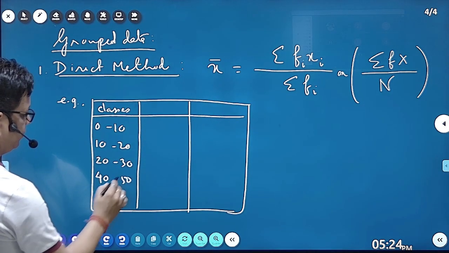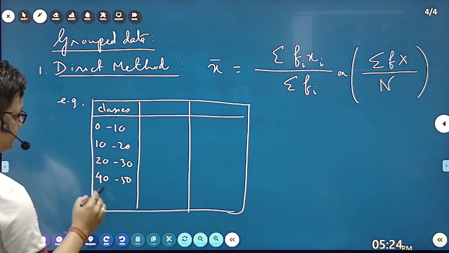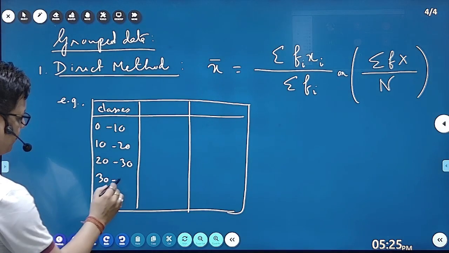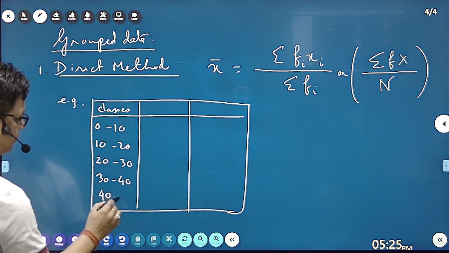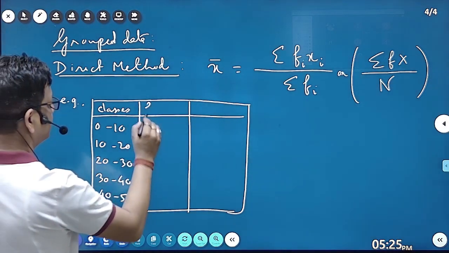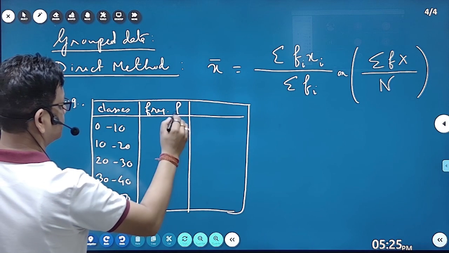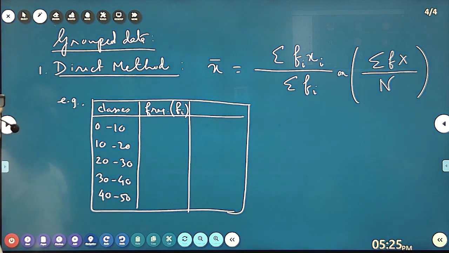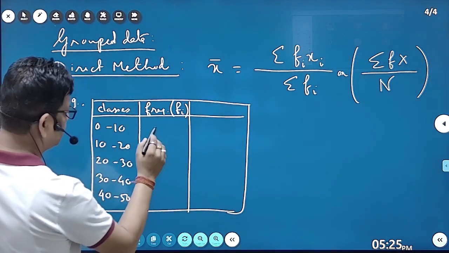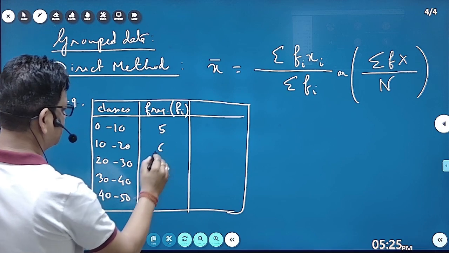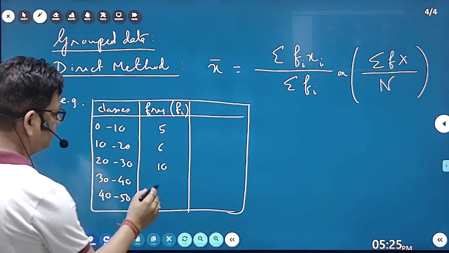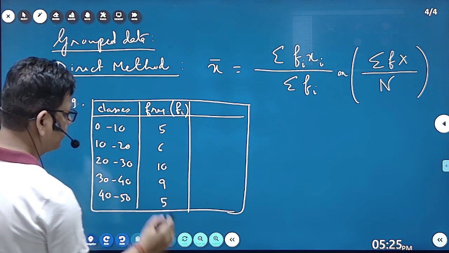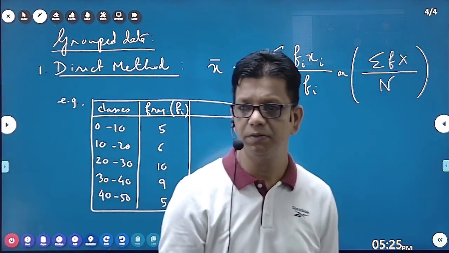Okay, 40 to 50. Sorry, it should be 30 to 40, and then 40 to 50, right? Then these are the frequencies. Suppose f, we can also take fi. Done now? So suppose here 5, this is suppose 6, this is suppose 10, here suppose 9, and here suppose again 5. Getting it? The question is to find the mean.